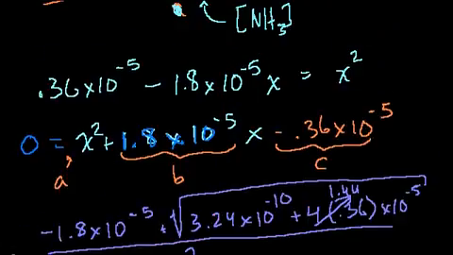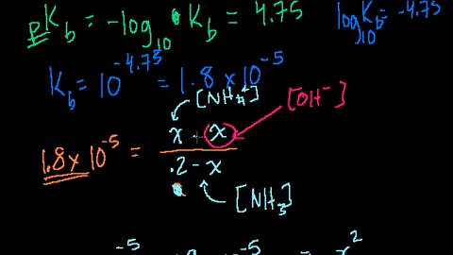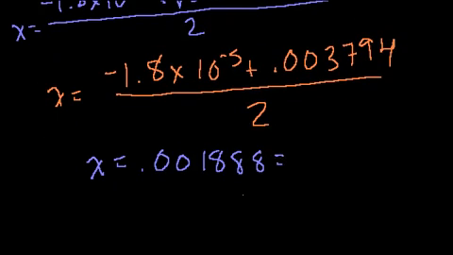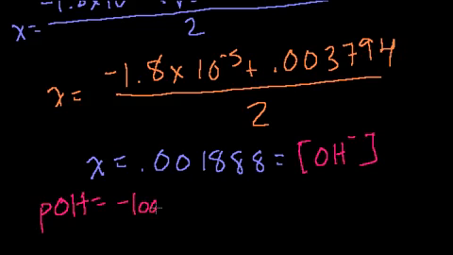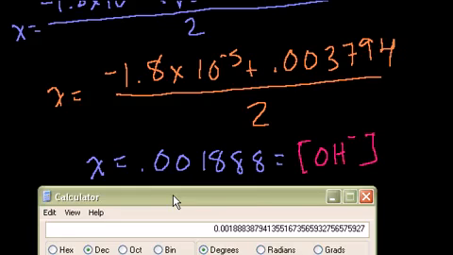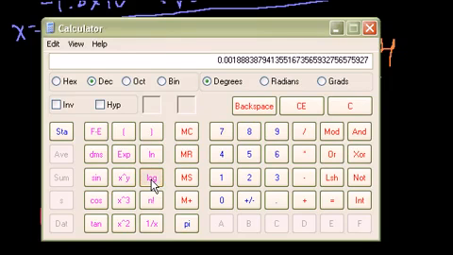But if you remember from our original equation, what was x? Well, it's both the ammonium concentration and the hydroxide concentration. We care about the hydroxide concentration. So this is equal to my concentration of hydroxide. Now if I want to figure out my pOH, I just take the minus log of this number. So let's just take the log of it. The log is that, and then I take the minus of that, so it's 2.72.